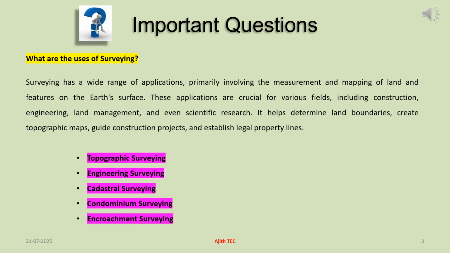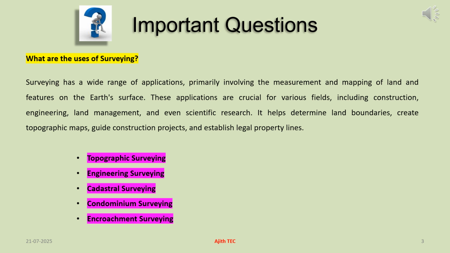What are the uses of surveying? Surveying has a wide range of applications, primarily involving the measurement and mapping of land and features on the Earth's surface. These applications are crucial for various fields, including construction, engineering, land management, and even scientific research. It helps determine land boundaries, create topographic maps, guide construction projects, and establish legal property lines.